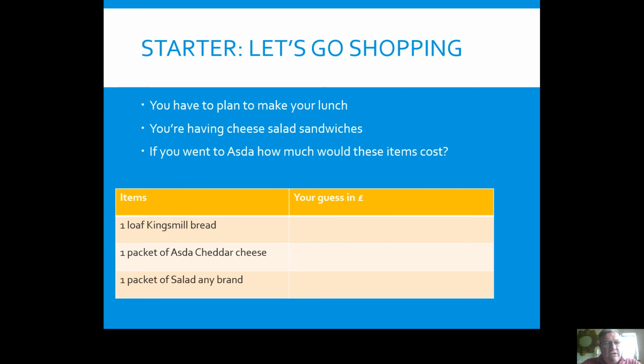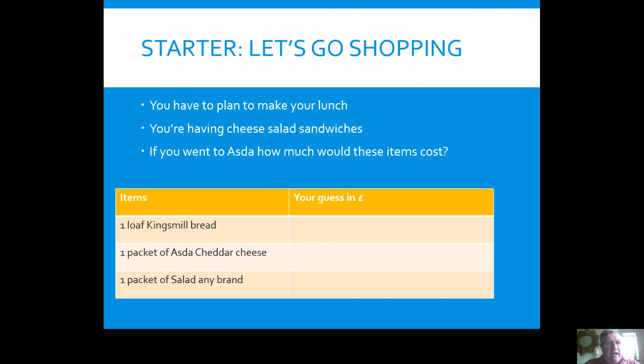I want you to draw me a box with 2 columns and 4 rows and fill it out as follows. The loaf of bread, a pack of cheese, a pack of salad, and then in the second column, your guess in pounds and pence how much it would cost to buy each of these at Asda. Pause this and have a go now.